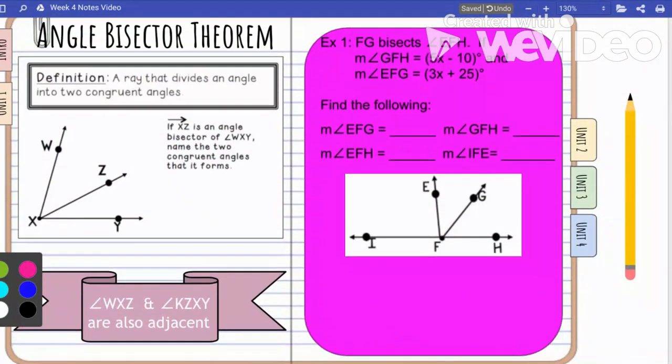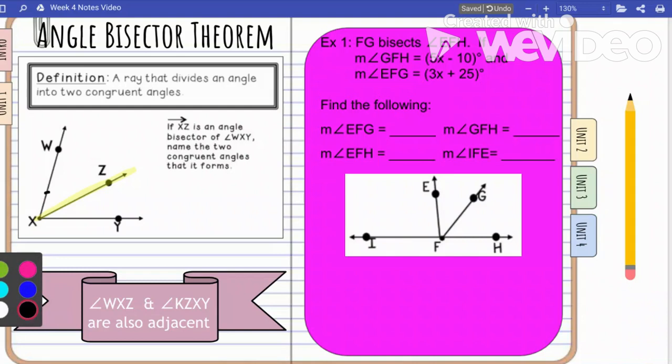Now let's talk about an angle bisector. Whenever you have an angle bisector, what that means is you're basically taking an angle and splitting it into two congruent pieces. So in this definition, ray XZ is an angle bisector. So what ray XZ is doing basically is cutting this angle into two congruent pieces. So the two pieces that are congruent to each other are the two angles there.